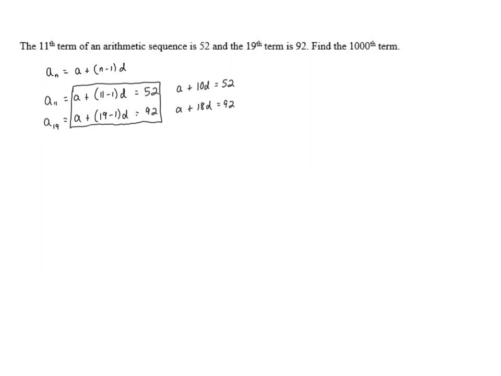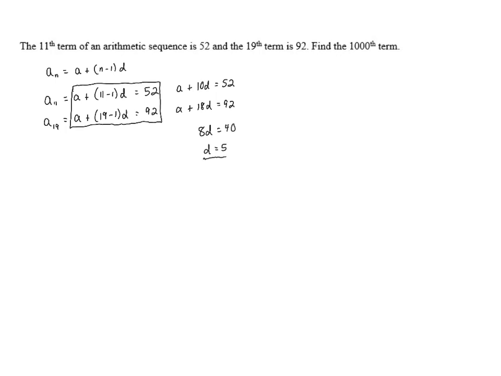What I'm actually going to do is take the second equation minus the first equation because that will cancel out the a's. When I do that, the a's cancel. With the d's, we've got 18d minus 10d, which gives us 8d. And then on the right-hand side, 92 minus 52 is 40. So I've got 8d equals 40, and when I divide by 8, that tells me d equals 5. So I've figured out the common difference.